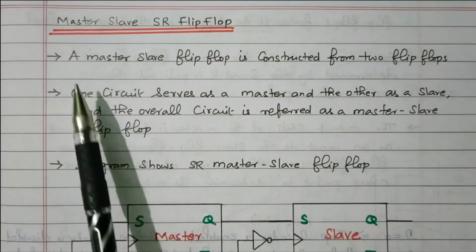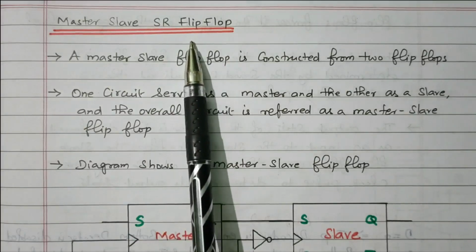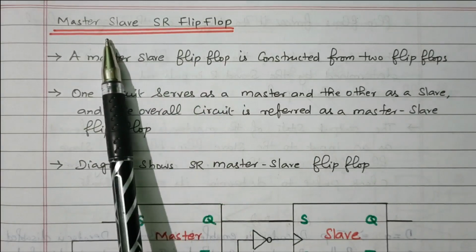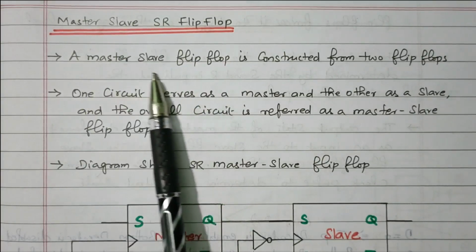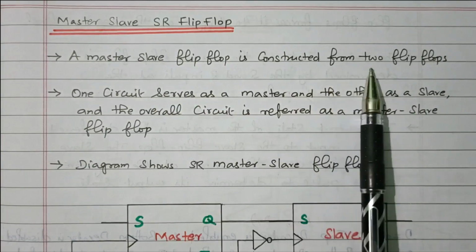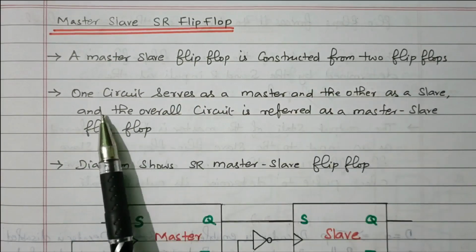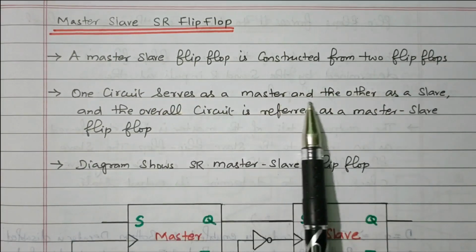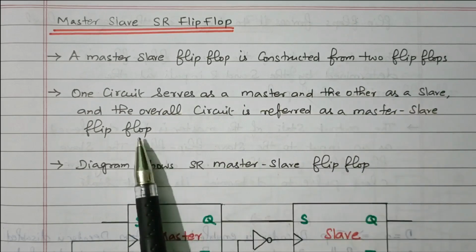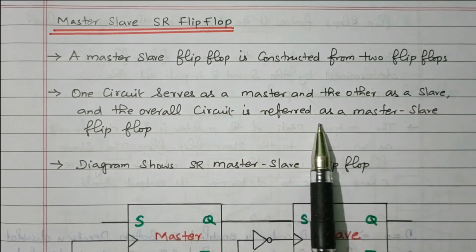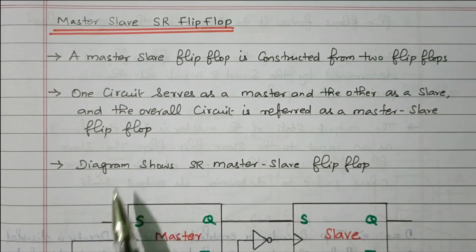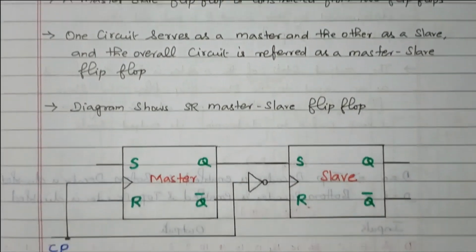Now we'll see the master slave SR flip-flop. SR flip-flop, master slave condition. A master slave flip-flop is constructed from two flip-flops. One circuit acts as a master and another acts as a slave. Then the overall circuit is referred to as a master slave flip-flop. The diagram is shown below.